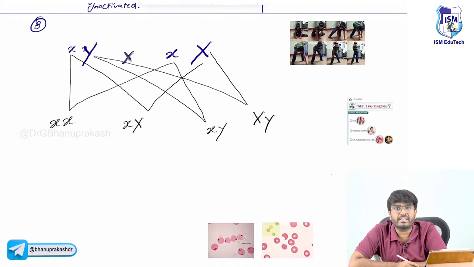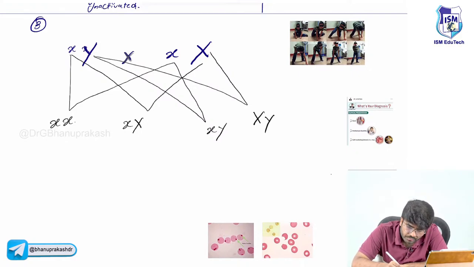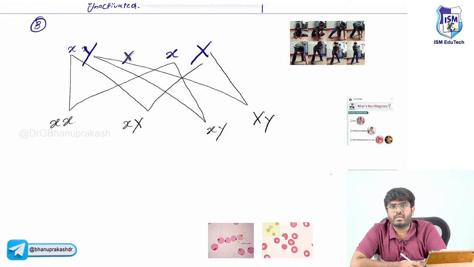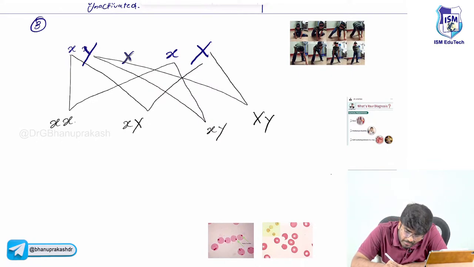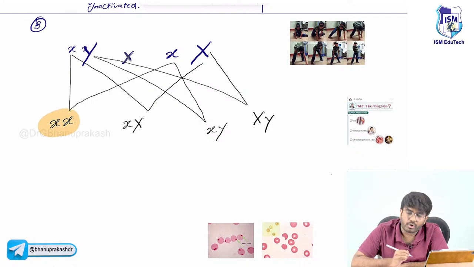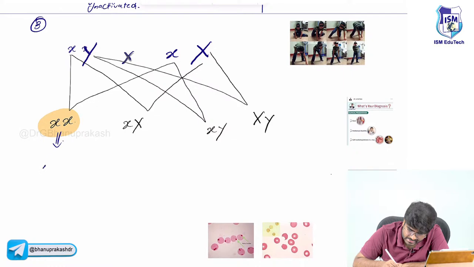What are you looking at here? Look, guys, I told you the general principle: X-linked recessive disorders mainly affect the males. Females are usually not affected. But see, in this combination, who is affected? The female with small x, small x. She is in a homozygous state, so the female is affected.